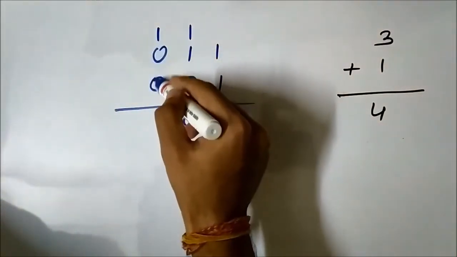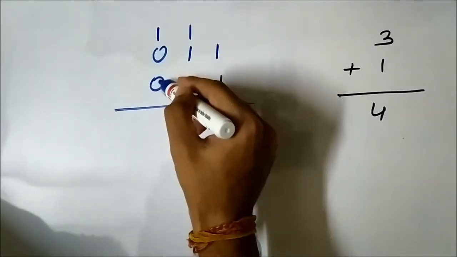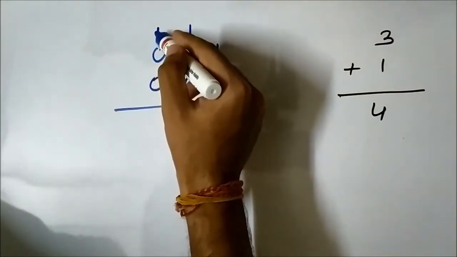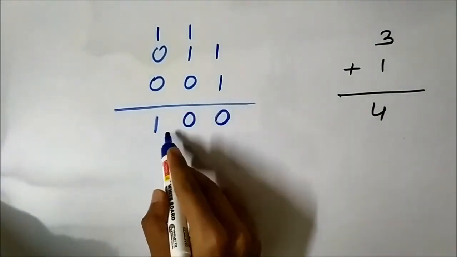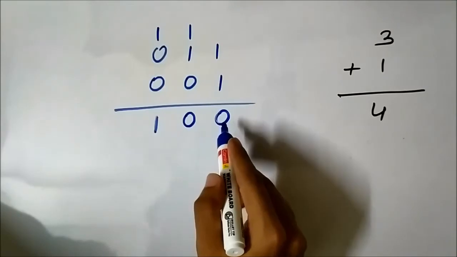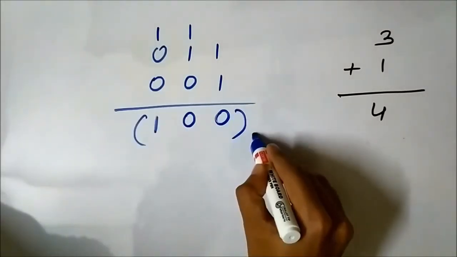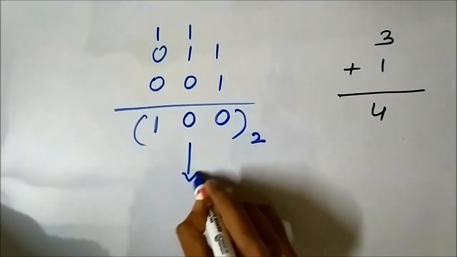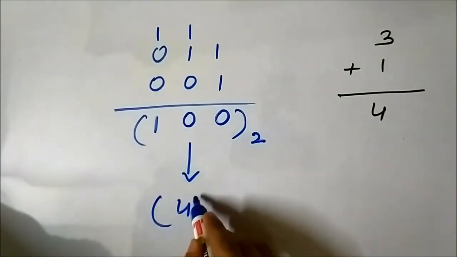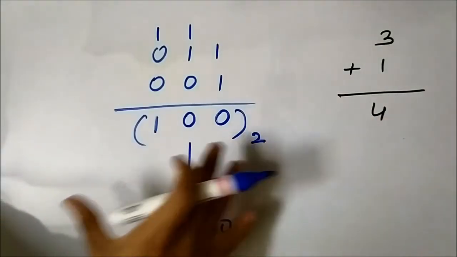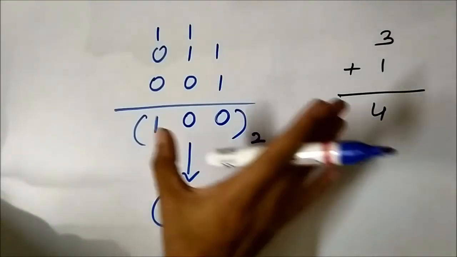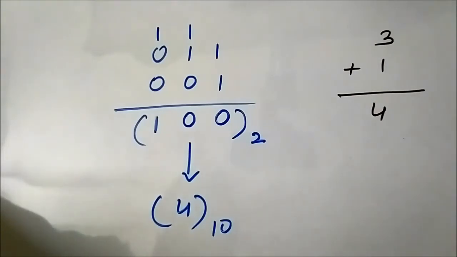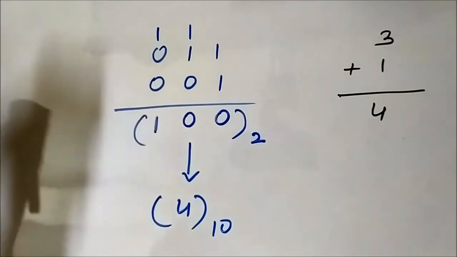So here 0 plus 0 is 0, and 0 plus 1, which is added to the carry bit of 1, is 1. Now we have 1 0 0, this is in binary. In decimal form, it is 4. So we got the same result. Here it is 4 and here it is also 4. So our answer is correct. Let us take another example.